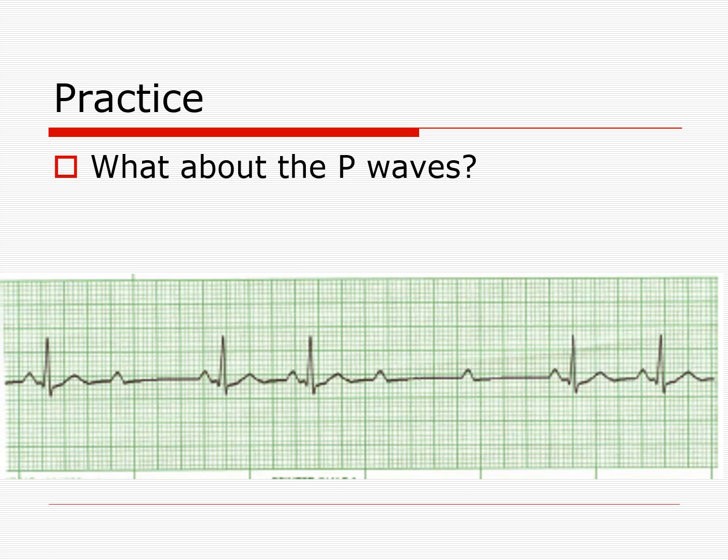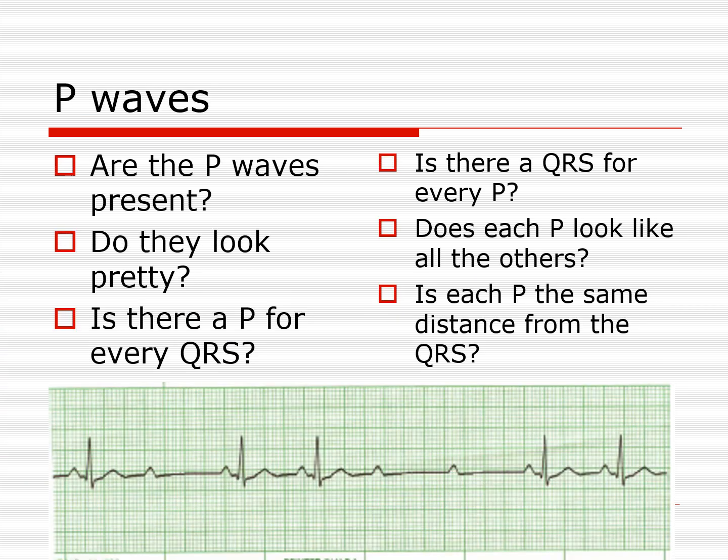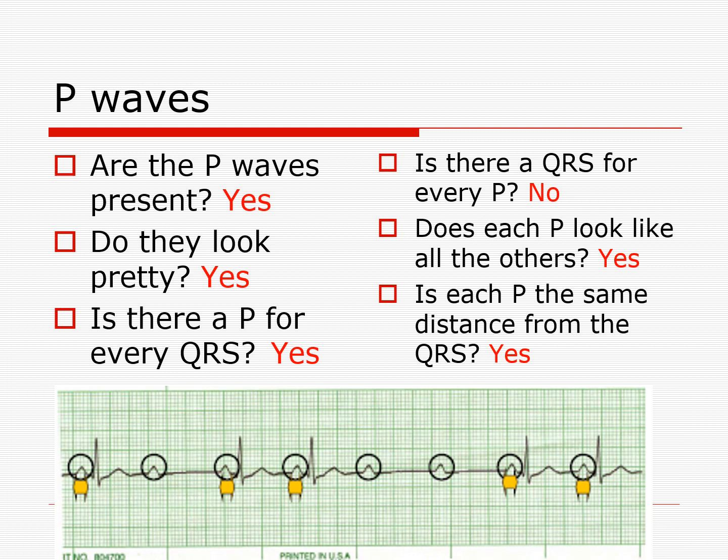The P waves are present, and here are all the questions that you ask yourself. Is there a QRS for every P? No. But is the P the same distance from the QRS? Yes. Okay, so that's the difference there from the Wenckebach to the type 2 or second degree type 1.